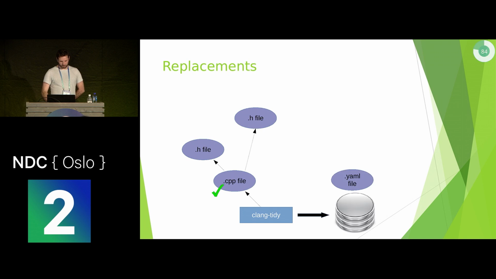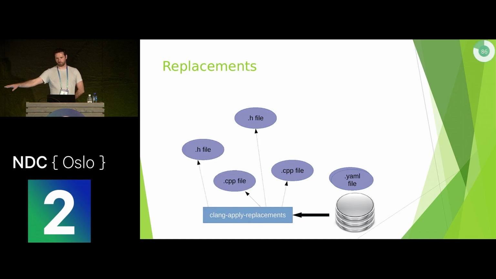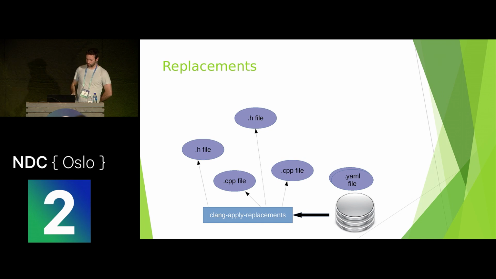So what you need to do instead is process your C++ files, but store the results as YAML files in what we call a replacement database. And process all of your C++ files one at a time, store all of the results in the database, and then at the end, extract all of the replacements from the database and apply them to all of your code at once. And then you need to do a rebuild and discover if you've made a mistake or not, and move on from there.